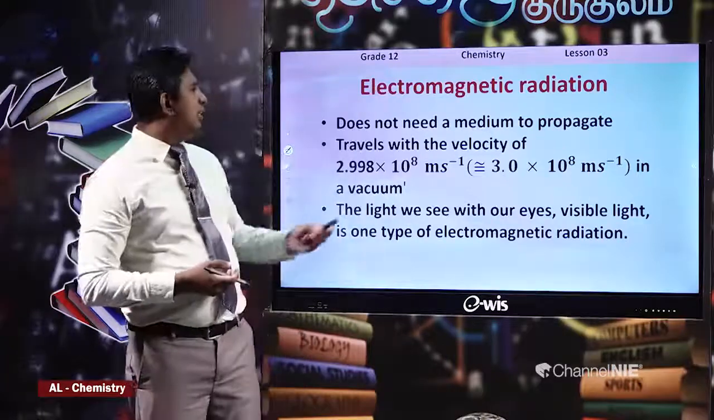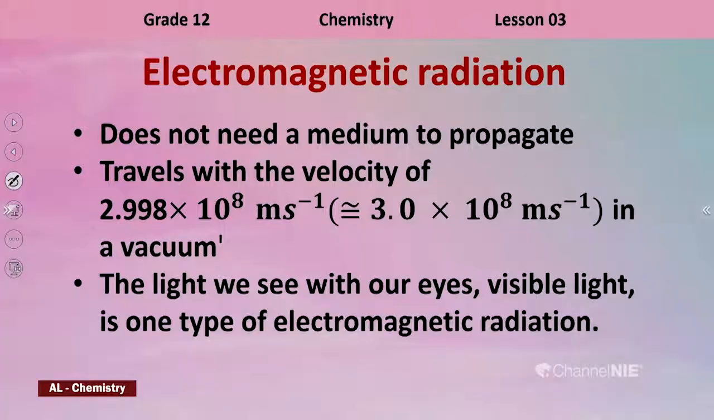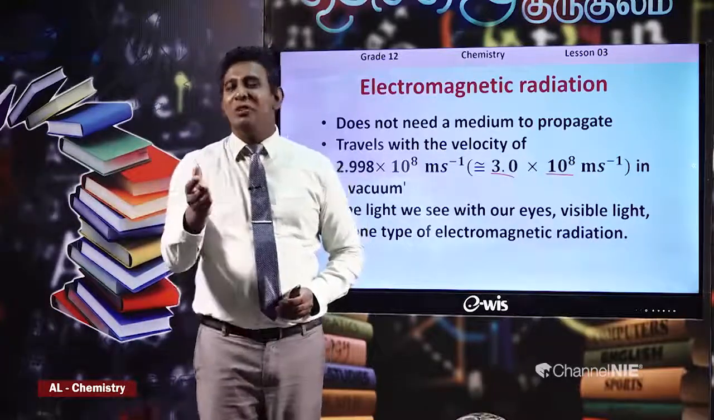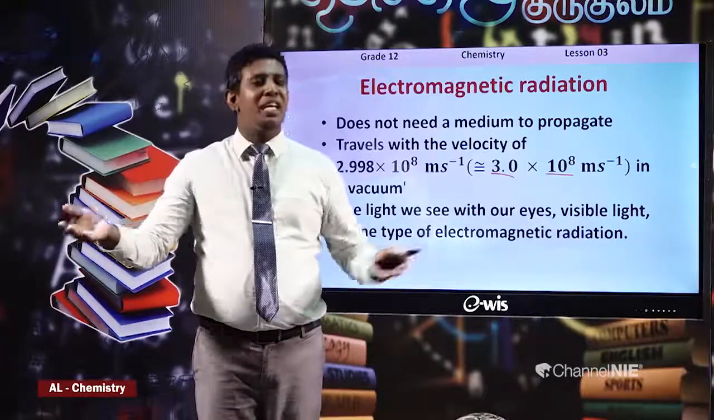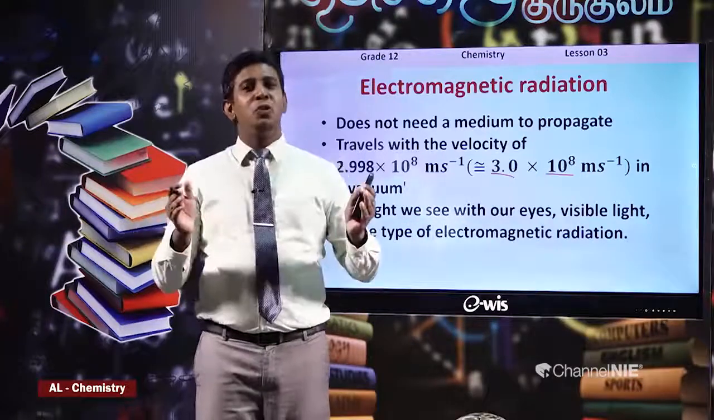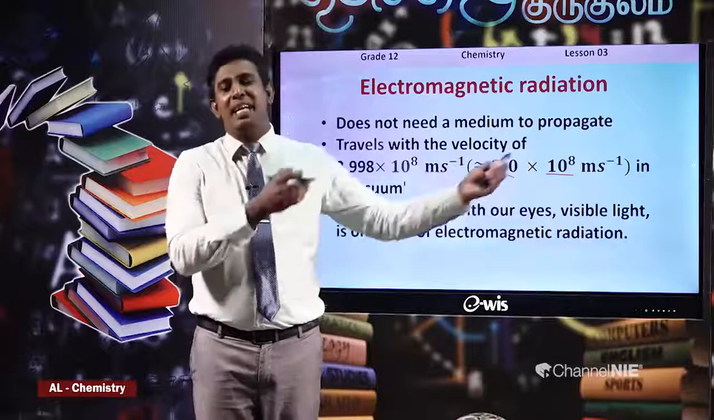It's 2.998 into 10 to the power 8. So, it's 3 into 10 to the power 8 meters per second. But we have got used to saying that it's the speed of light. Students, it's just because light also is one type of electromagnetic radiation. So, in that aspect only you could talk about light in that manner.